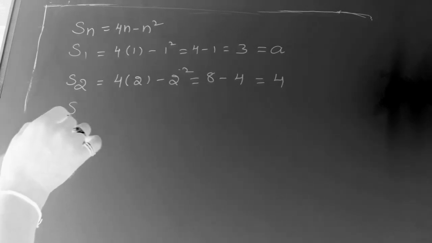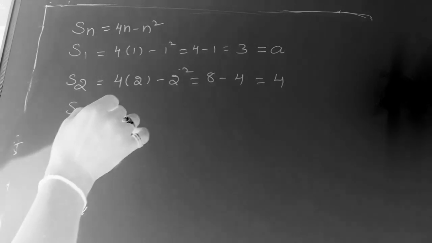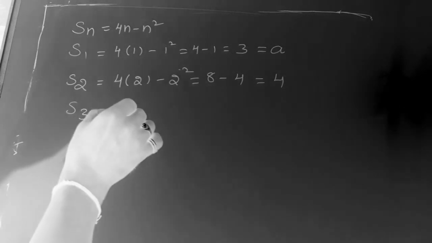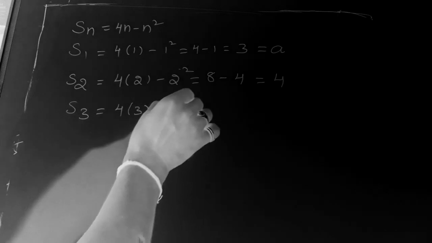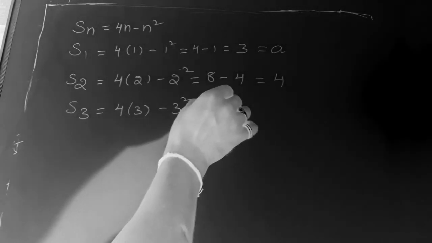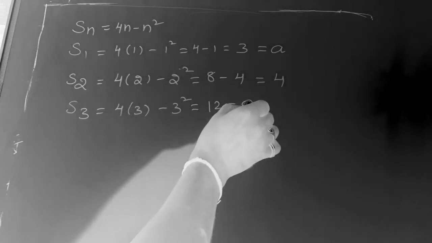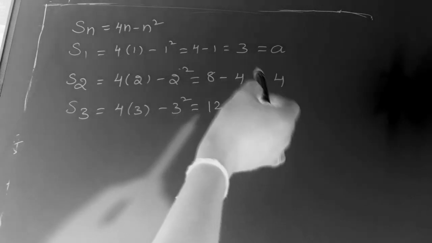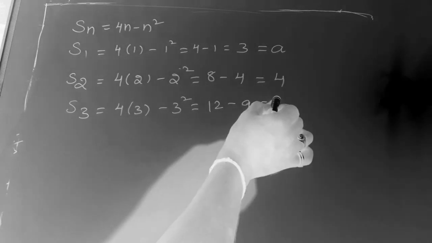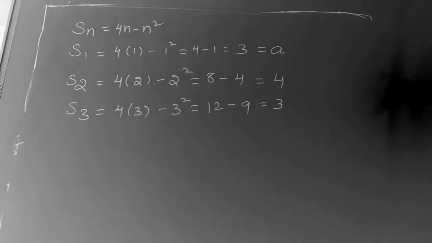Now S3, 4 into 3 minus 3 square. 4 threes are 12. 12 minus 9, 3 square is 9 here. 12 minus 9 is how much? 3 is the difference.